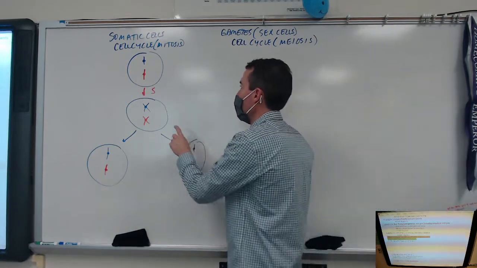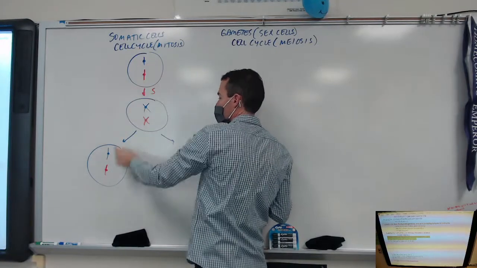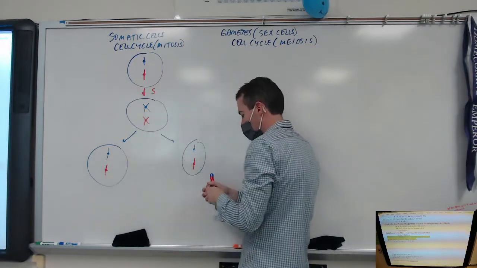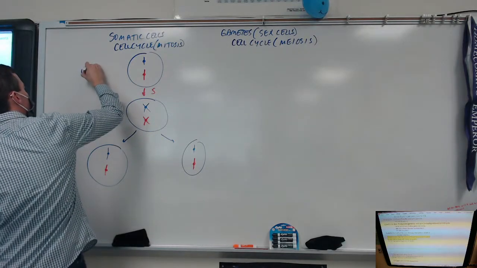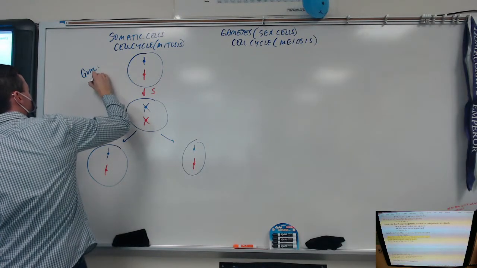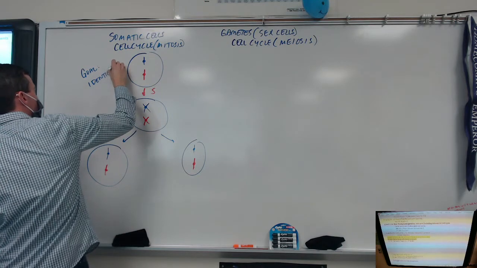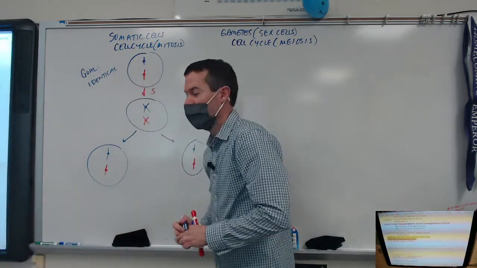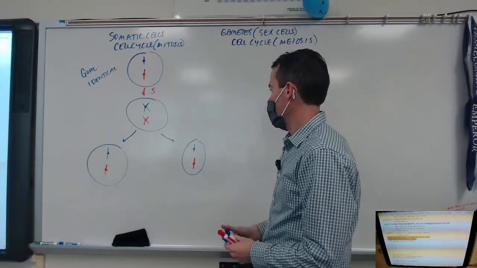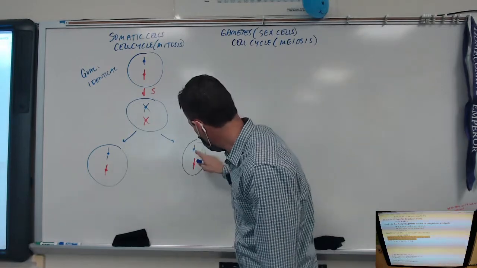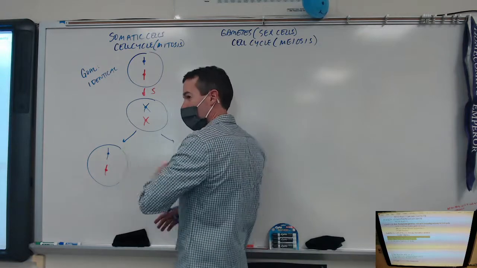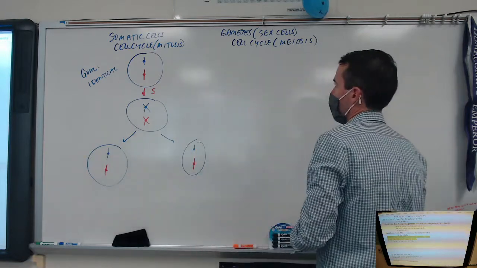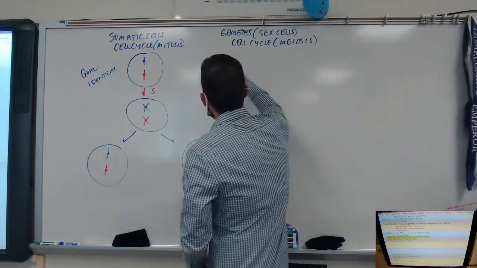The goal is I start with one cell, and then I'm wanting to make an exact copy. So my goal over here is copies. Goal is identical. Identical in every single way. So when I split, I want each chromosome to be identical to its partner, and I want each cell to be identical, like everything identical. That's the goal. With gametes, it's different.